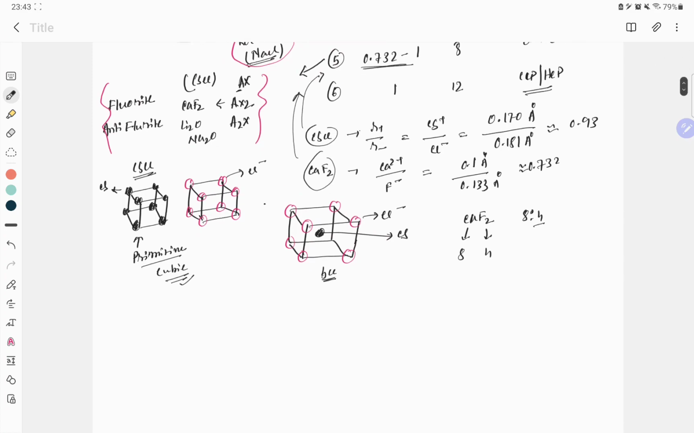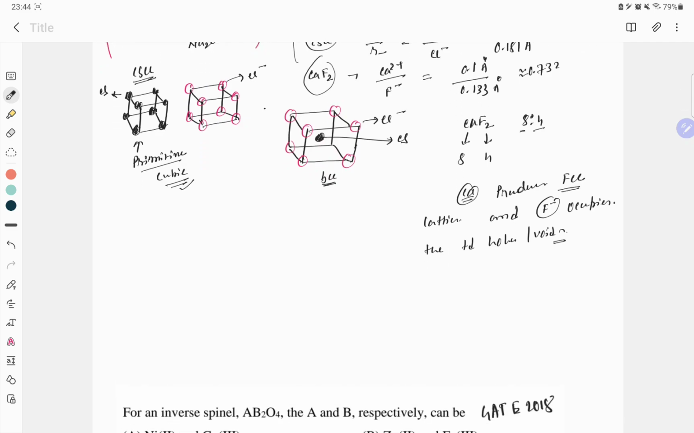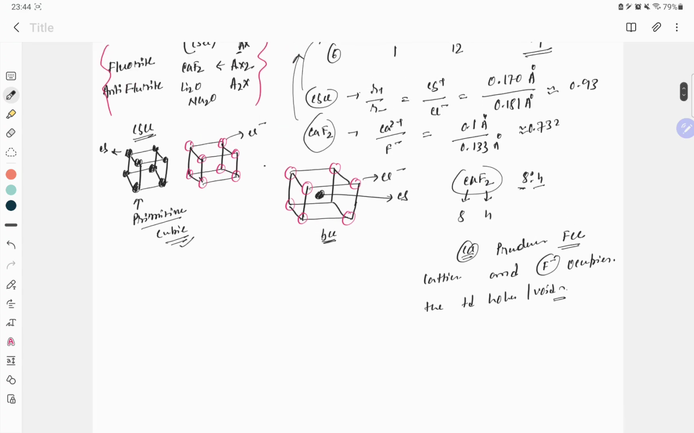So how does it produce the fluorite structure? The Ca2 plus produces the FCC lattice and F minus occupies the tetrahedral holes or tetrahedral voids. As a result, Ca has coordination number 8, in the surroundings of Ca there are 8 fluorine atoms, and in the surroundings of a fluorine atom there are only 4 calcium, or Ca2 plus, atoms. This is a fluorite structure.